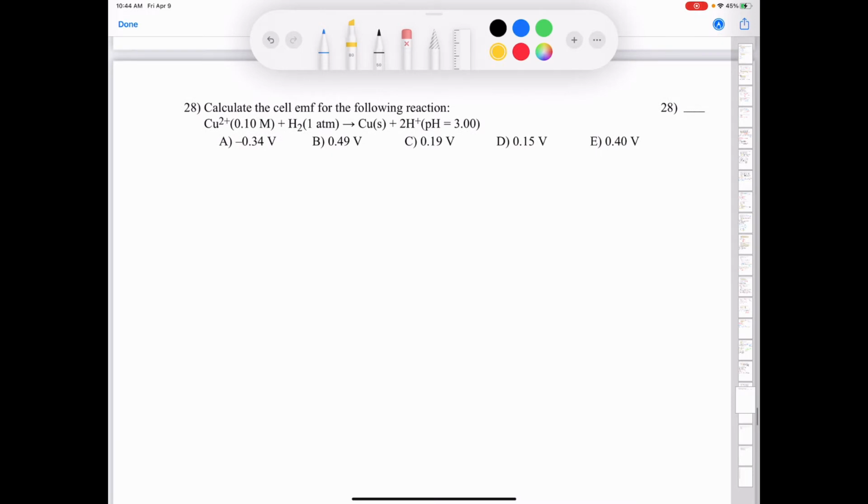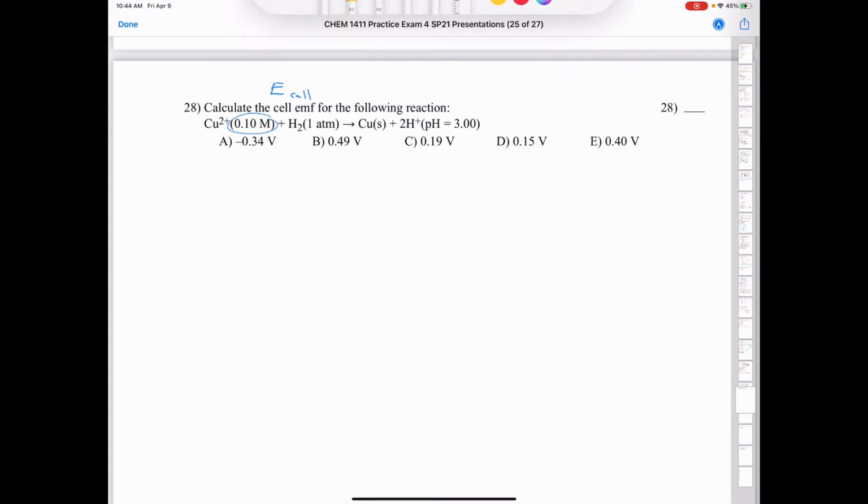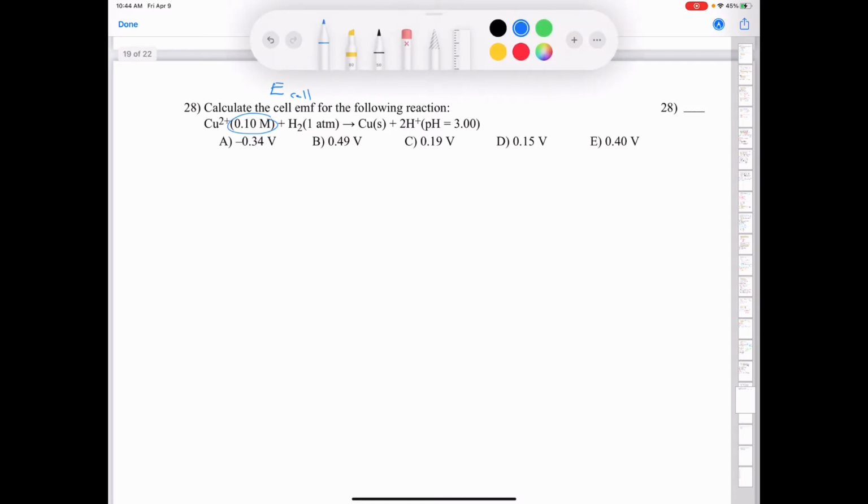Question 28, calculate the cell electromotive force for the following reaction. So that just means the E cell for this reaction. So I'm at non-standard conditions because the concentration of my copper is 0.1 molar, and I need to figure out what the concentration of my H+ ions are, and I can figure that out from pH. Let's rewrite the equation. So we have copper 2+, which is 0.10 molar, plus hydrogen, which has a pressure of 1 atmosphere, produces solid copper, plus 2H+, which is aqueous.